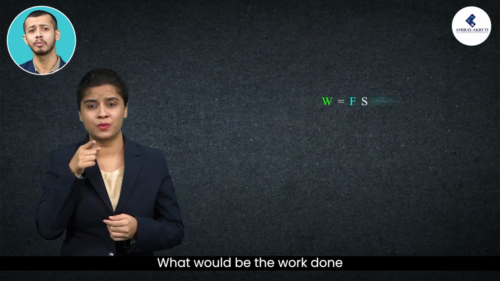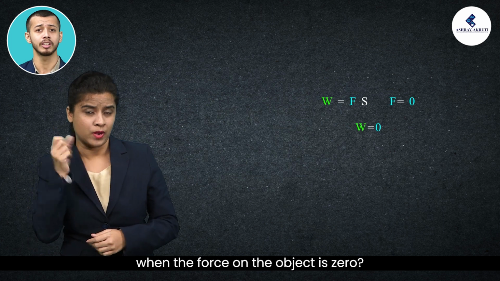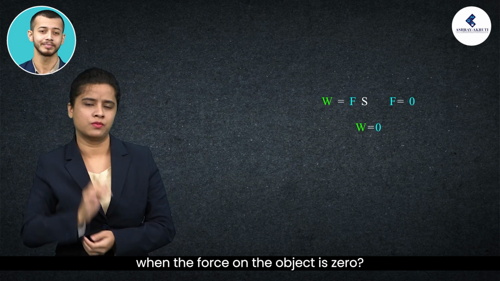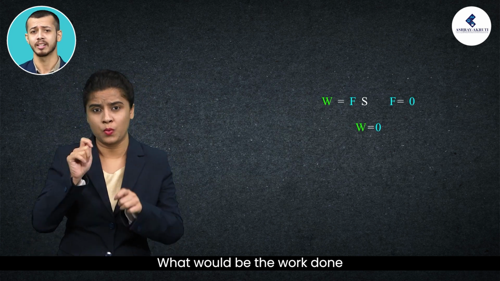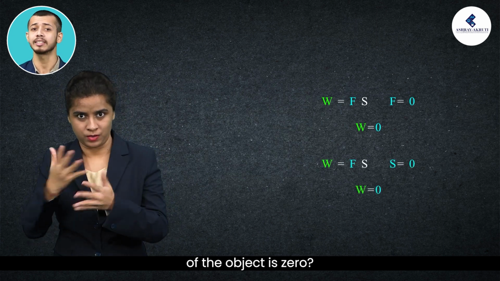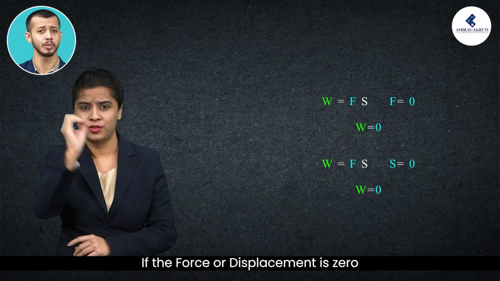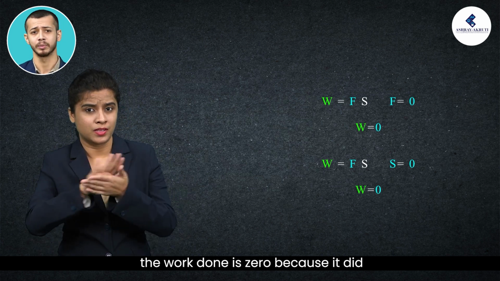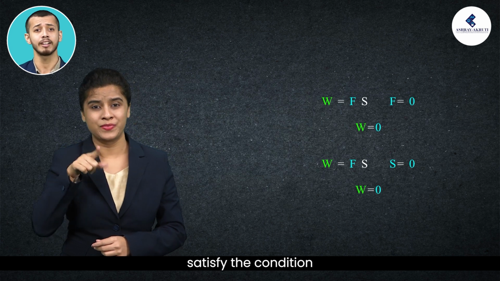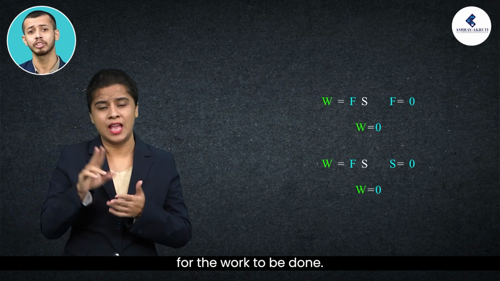What would be the work done when the force on the object is 0? What would be the work done when the displacement of the object is 0? If the force or displacement is 0, the work done is 0 because it does not satisfy the conditions for work to be done.